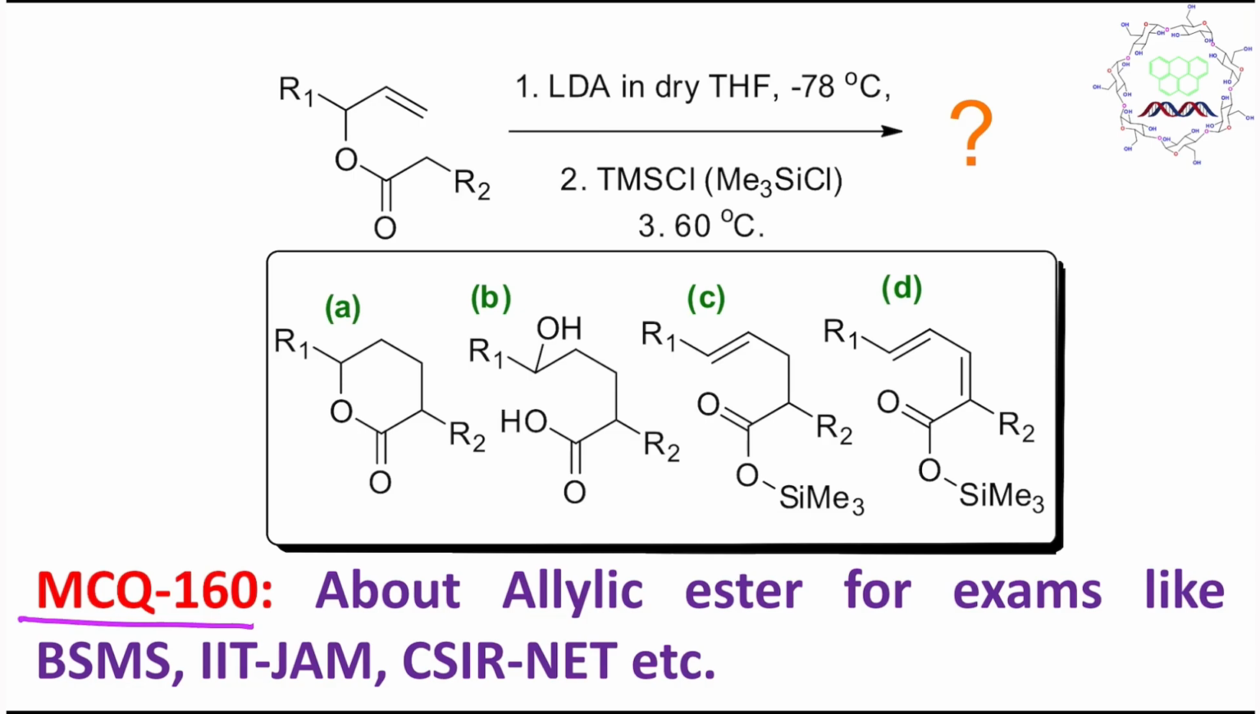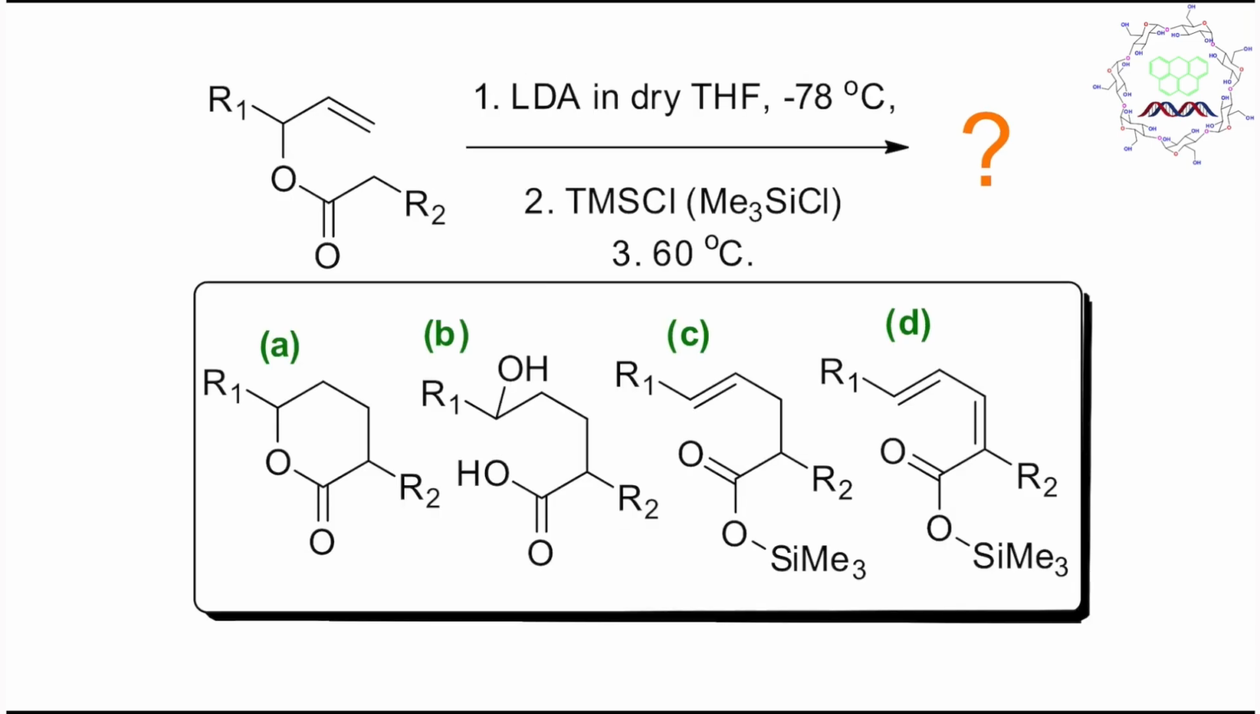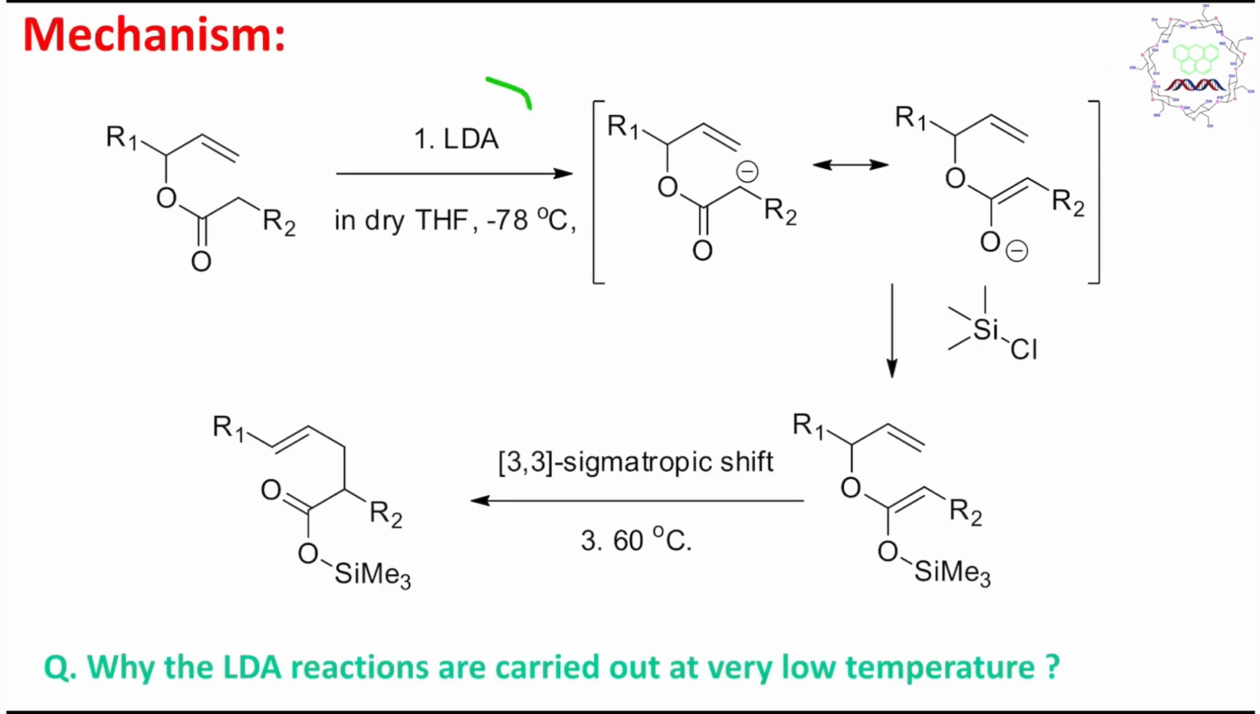Now let's start. If you look at this problem a little closely, first this is a molecule and it reacted with LDA, dry THF, second TMSCl, third is 60 degrees centigrade heat. So it's a multiple step reaction. In this case it is better to understand the nature of the reactant and the reagents given. See, LDA is actually a bulky base, so it selectively abstracts a proton from the less bulky site.